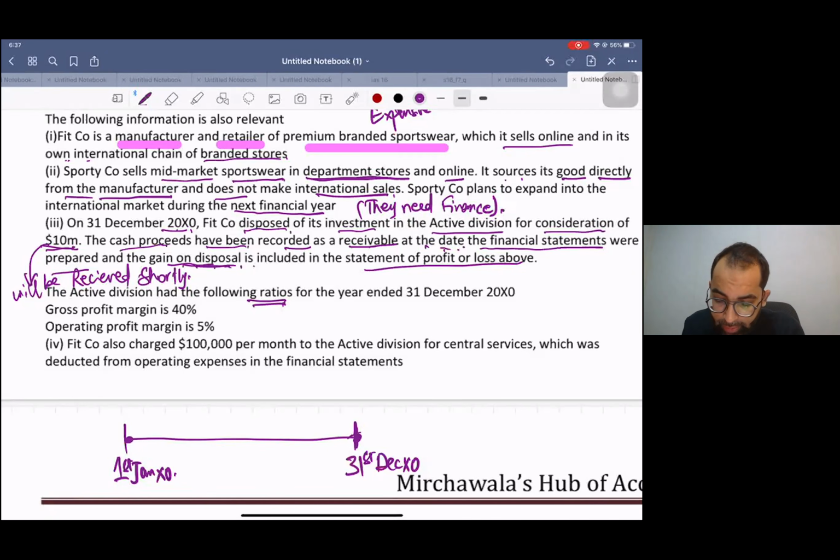The active division, the division which we just sold on the last day, had the following ratios for the year ended 31st December X0. The separate standalone GP margin is 40%, operating margin is 5%. Let's compare this with the overall ratios of Fit company. These are the separate ratios of the active division.